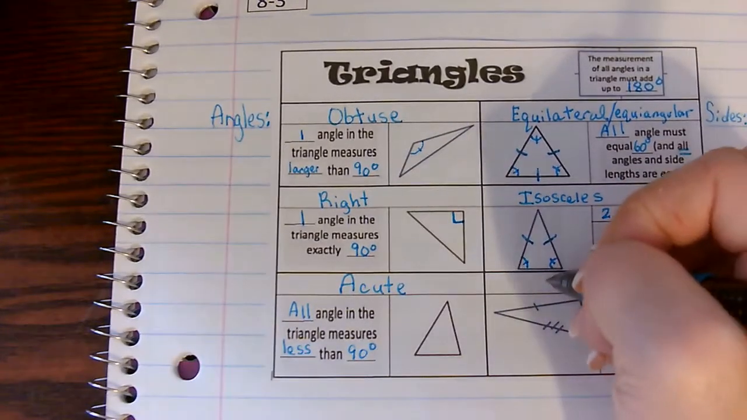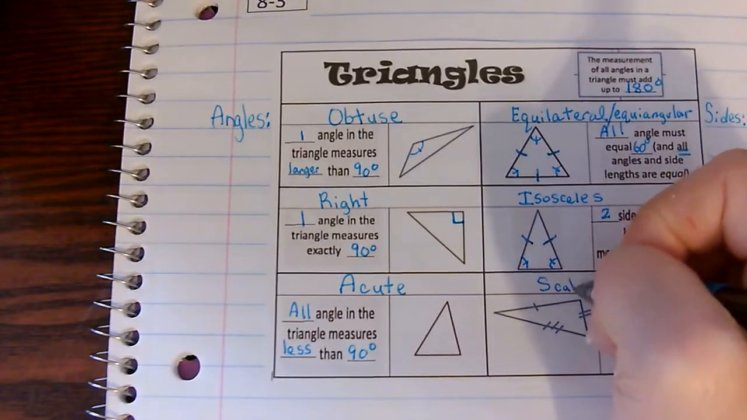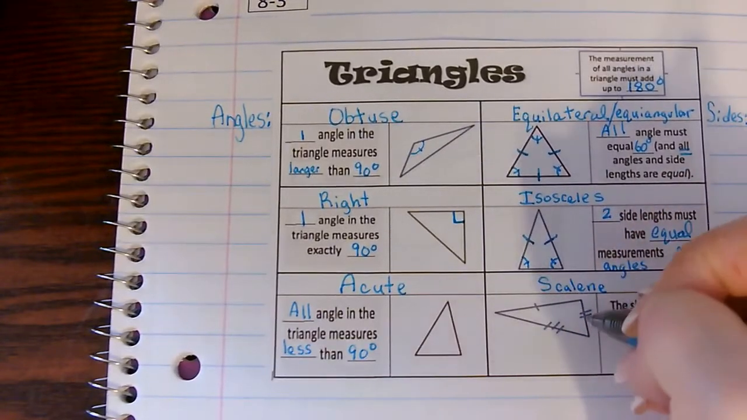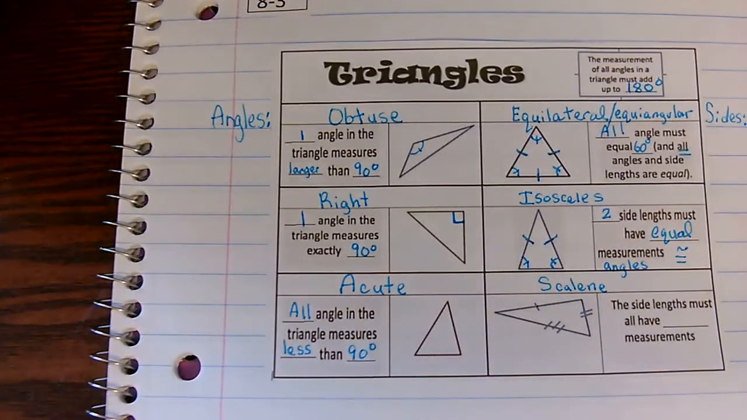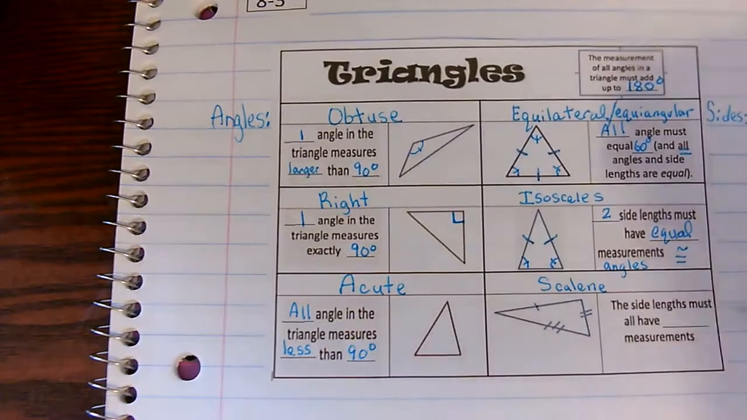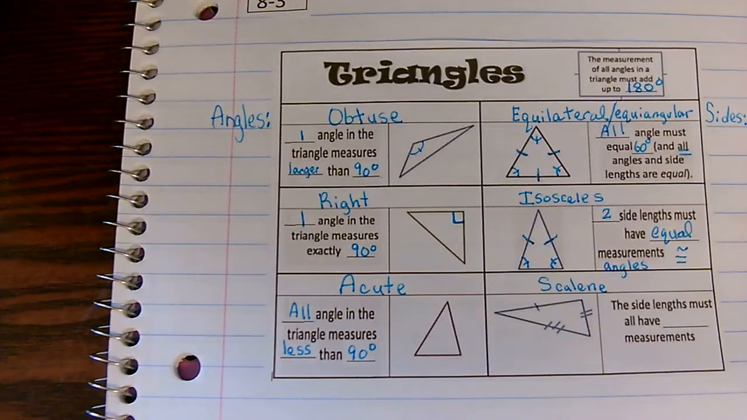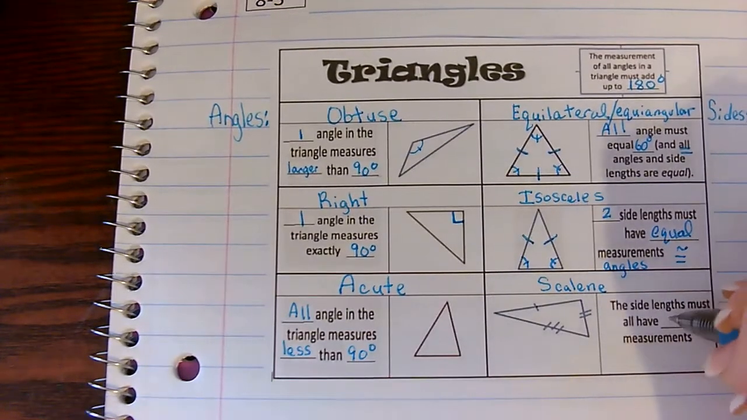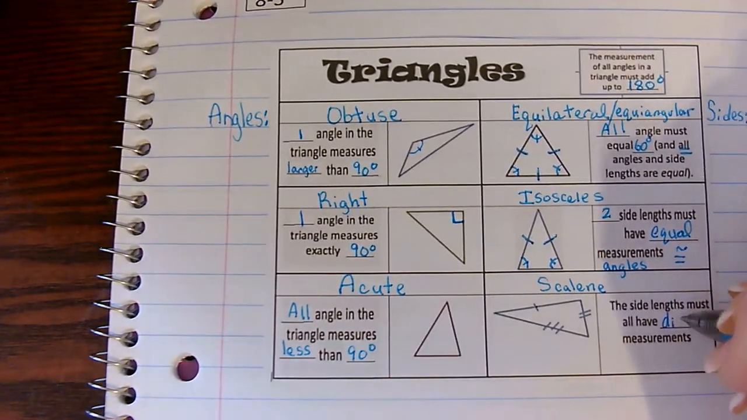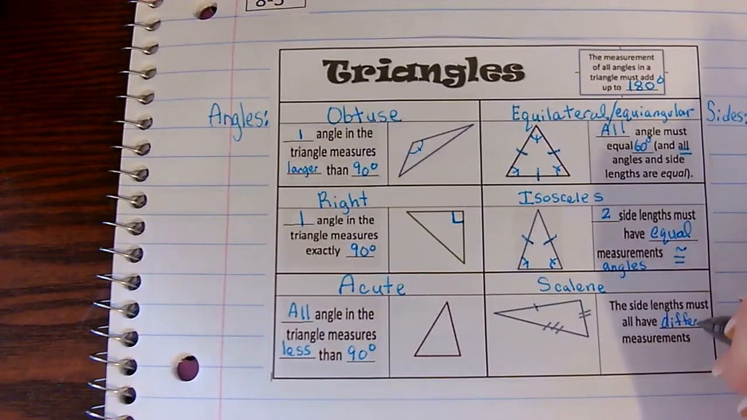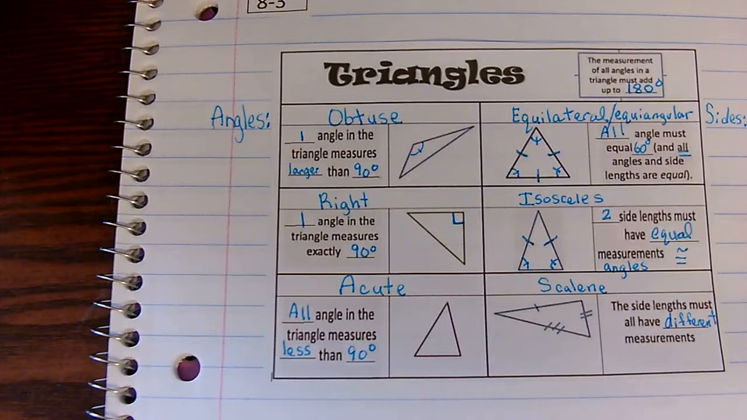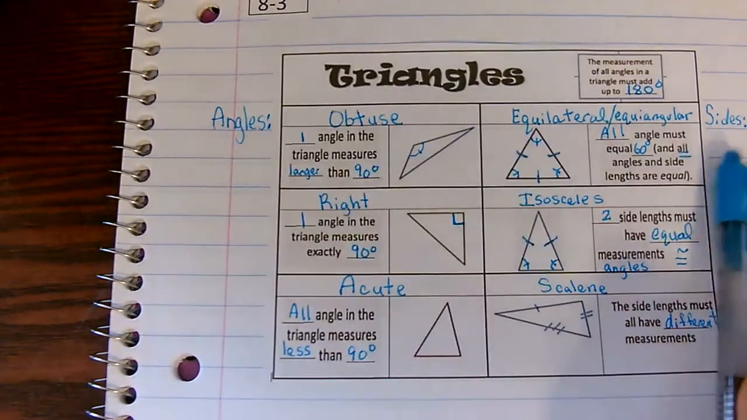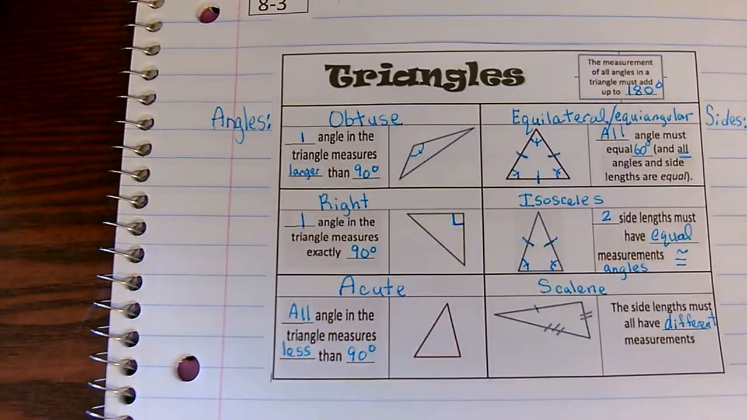This is referred to as a scalene triangle. If you notice, there's one mark here, two here, and three here, and that's to refer to the fact that each one of these has a different measure. And so the side lengths must all have different measurements. So that is why these triangles are categorized based on angles and on sides.